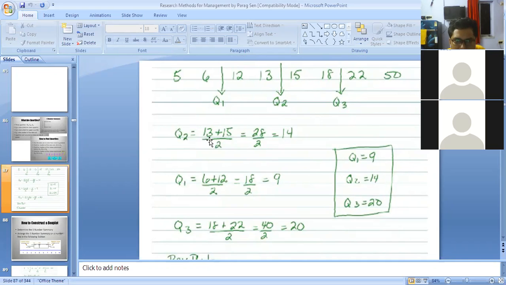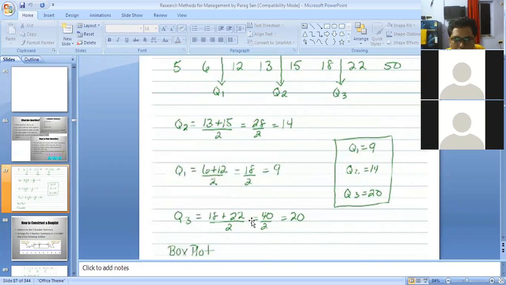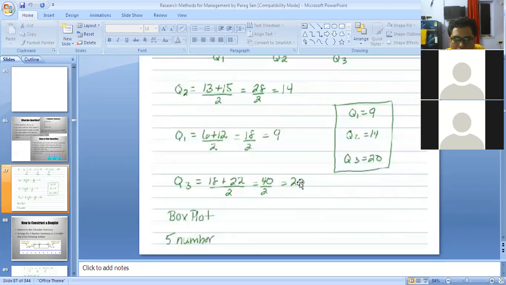So your Q2 value, first you calculate: it is 13 plus 15 divided by 2, it is 14. Your Q1 value is 6 plus 12 divided by 2, which is equal to 9. Your Q3 value is 18 plus 22 divided by 2, which is 40 by 2, equal to 20.